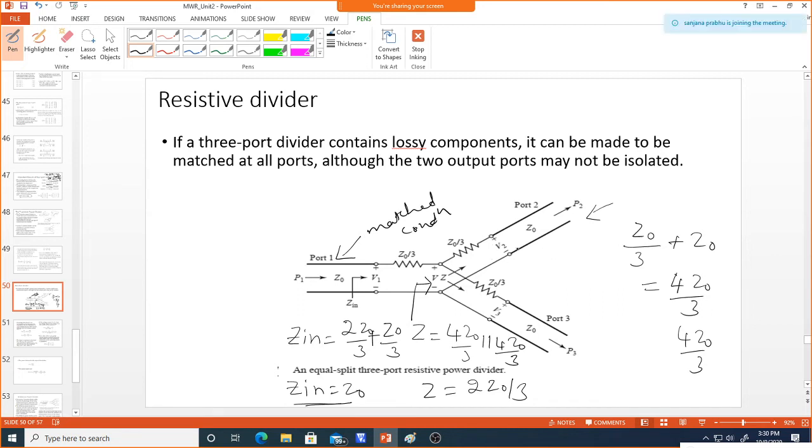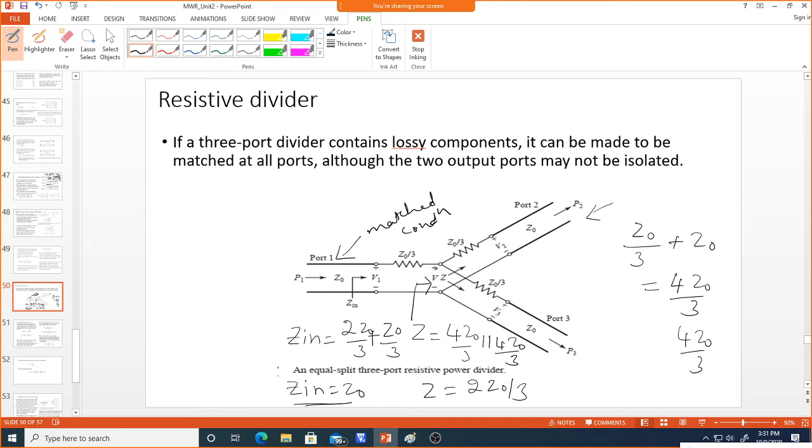So now if we calculate the voltages at the corresponding port 2 and port 3, let us assume the voltage at this point is V1, the voltage at this point is V2, the voltage at this point is V3, and the junction voltage we can take as V. So now let us calculate the voltages.